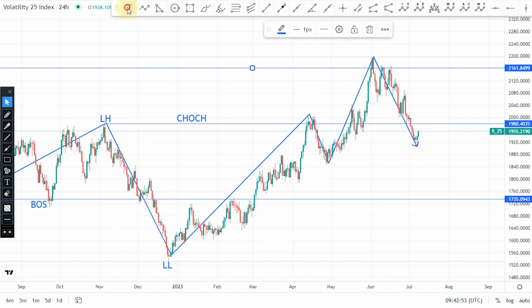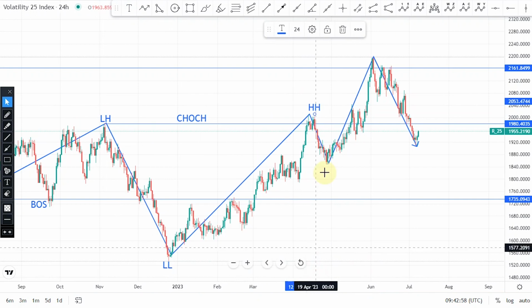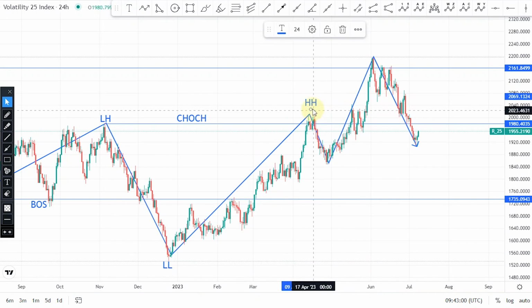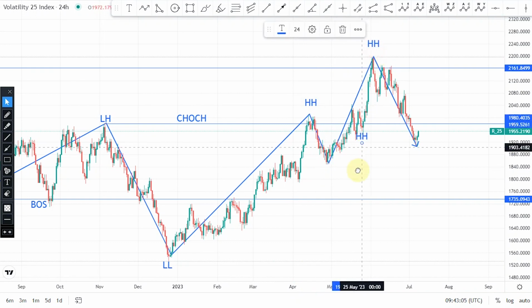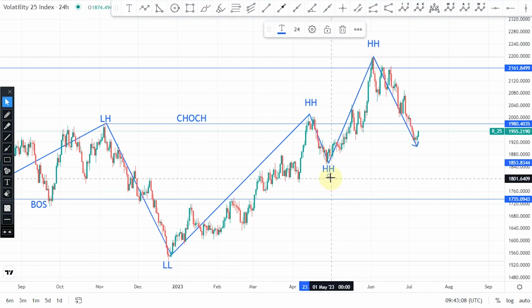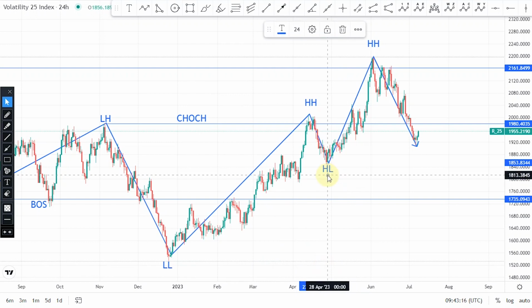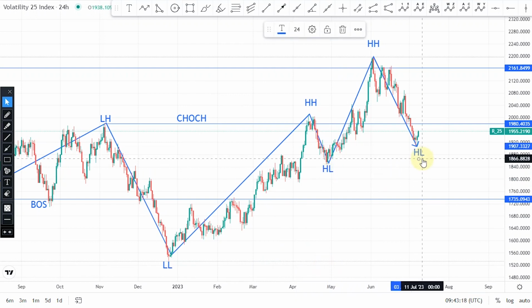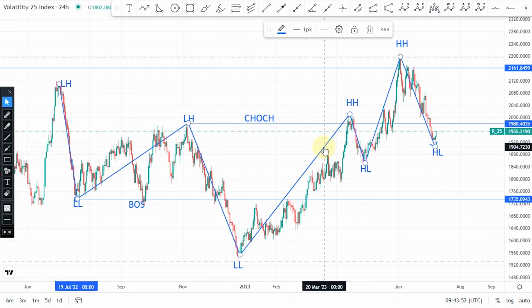Now, during an uptrend, what does the market create? The market creates a series of higher highs and higher lows. So here is a higher high. Here is a higher high. And here is a higher low. So this alone tells us that we are no longer in a downtrend, but we are now in an uptrend. So let's get rid of all this.